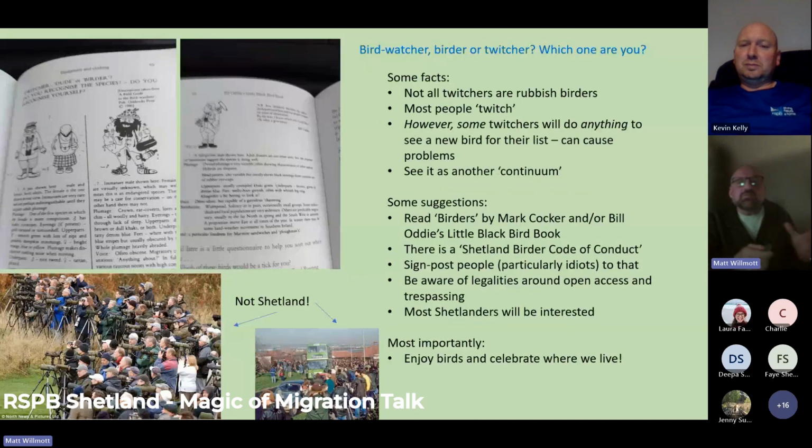So there's this terminology, which again is a bit of a continuum, I think. There's bird watchers, bird fanciers, birders, and twitchers. Twitchers tend to be at the excessive end of the spectrum. Kevin and I might disagree about some of this ourselves, but I'd certainly say you can't say that all twitchers, all those fanatics, are rubbish birders. Some of the best birders I know, some indeed who were leaders in the field, were top twitchers as well.